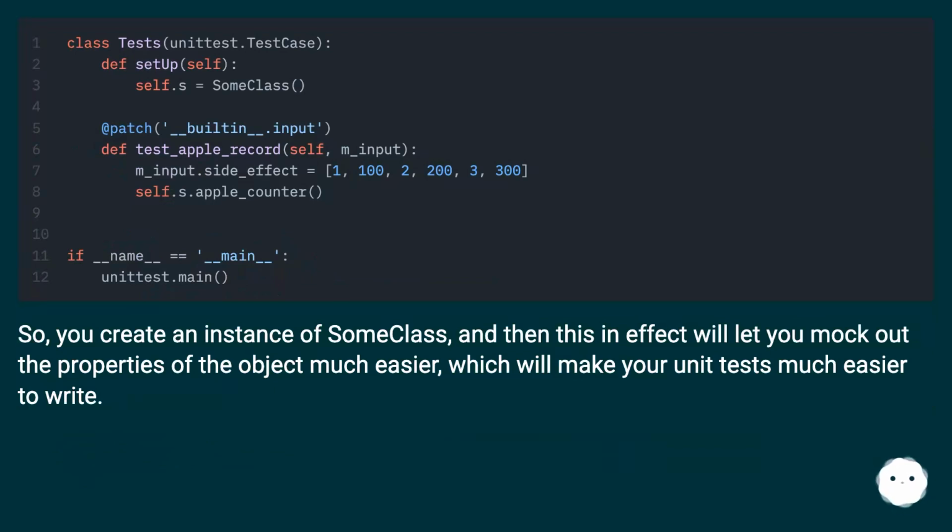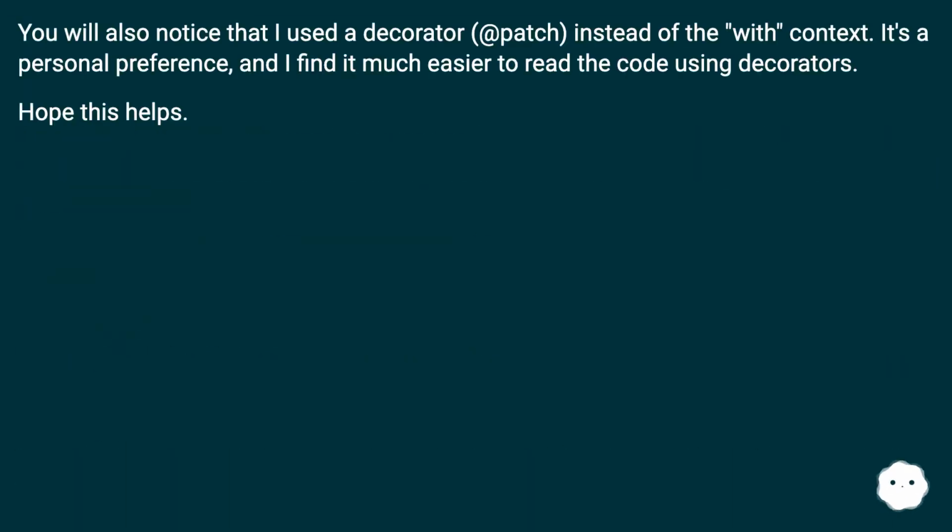So, you create an instance of some class, and then this in effect will let you mock out the properties of the object much easier, which will make your unit tests much easier to write. You will also notice that I used a decorator, @patch, instead of the with context. It's a personal preference, and I find it much easier to read the code using decorators. Hope this helps.